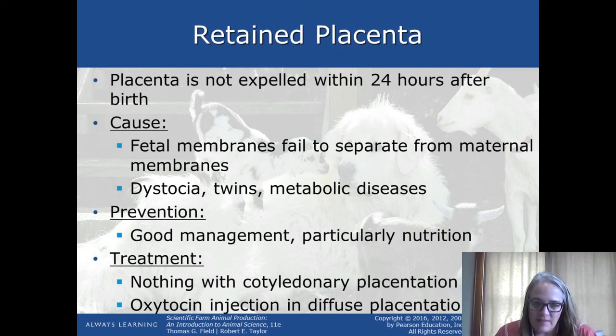About the only way you can prevent them is in good breeding and management, but particularly making sure the females are healthy when they give birth. Sometimes with a diffuse placentation, you can give animals an injection of oxytocin, and that will encourage them to naturally expel it. But with other problems with the placenta, there's nothing you can do. Definitely it's time to contact a veterinarian in this situation.